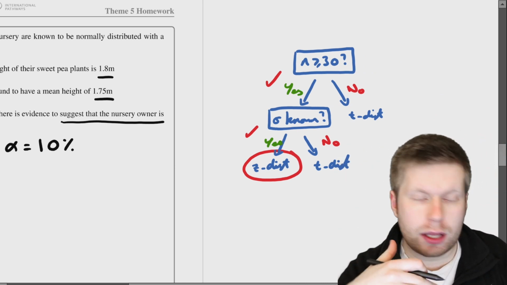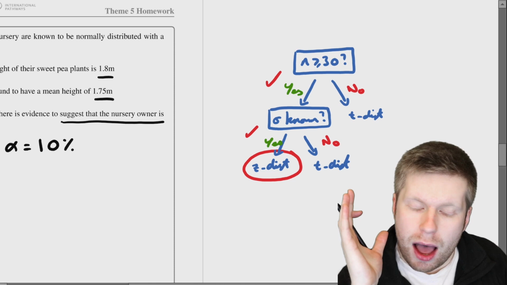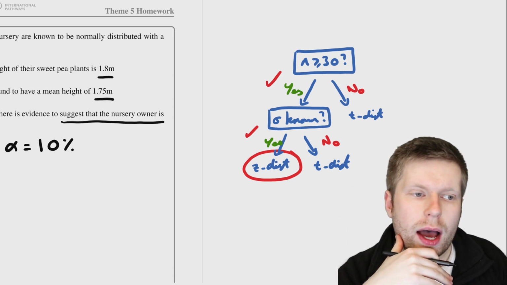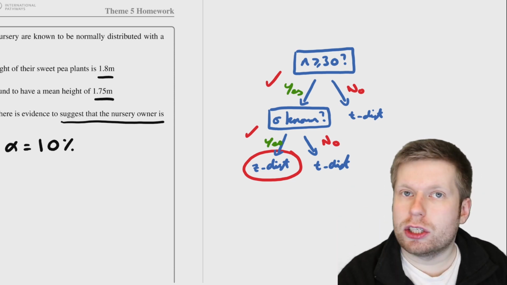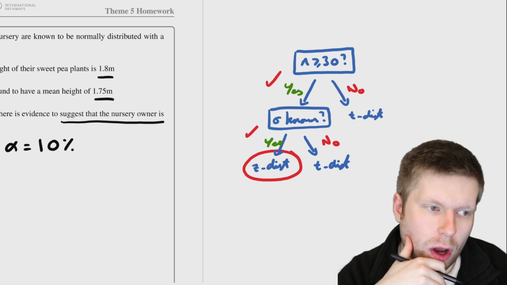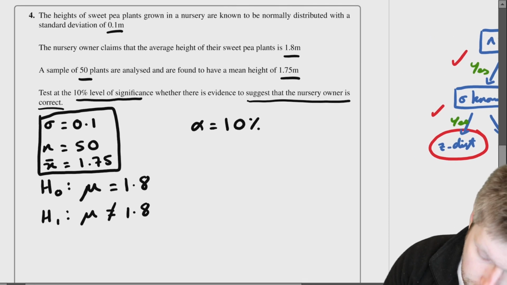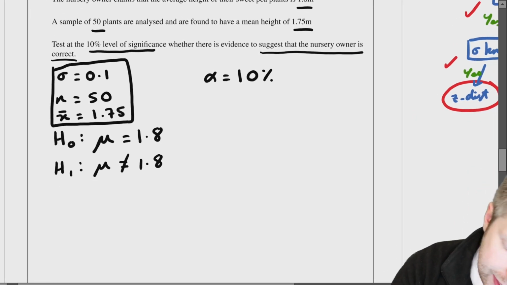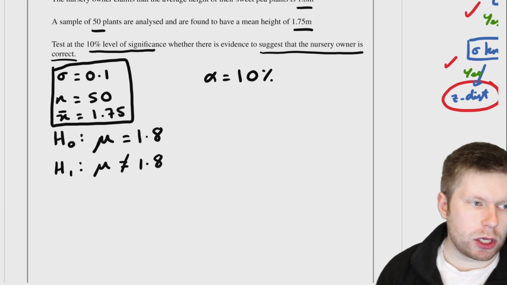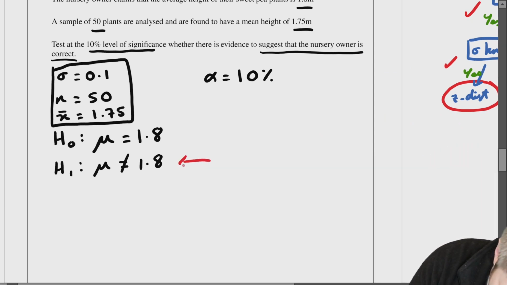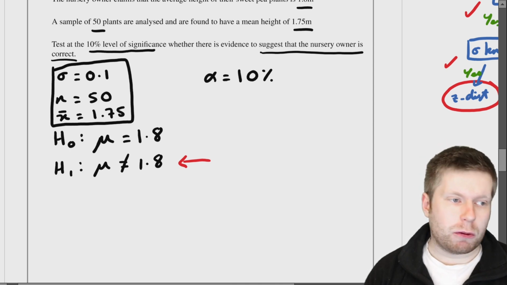Remember that if the answer to any of those questions is no, it's a T distribution, otherwise it's a Z distribution. They both answered yes. All right, let's go through this then. So now I'm going to be using a Z distribution. Let's now work out what type of test I'm going to be using, and I can use my alternative hypothesis to figure that out.